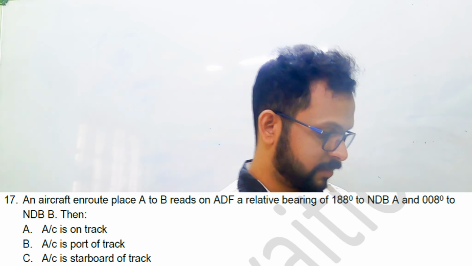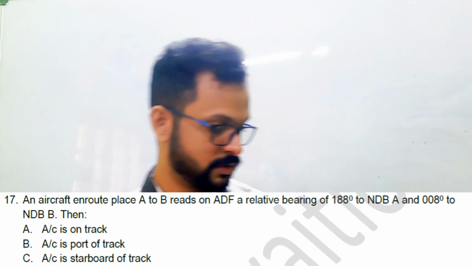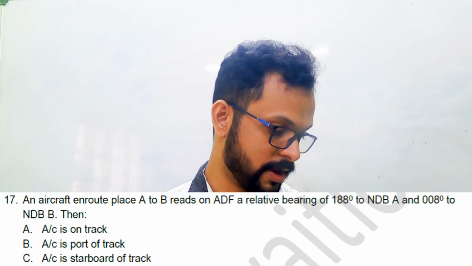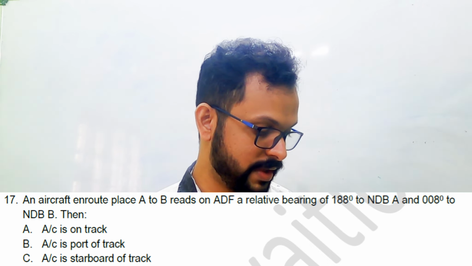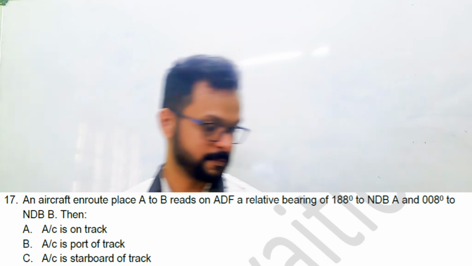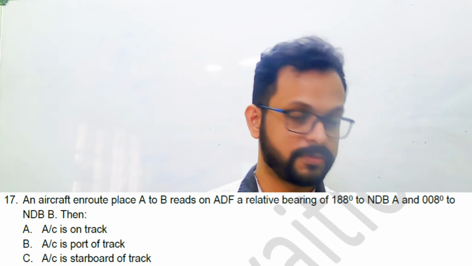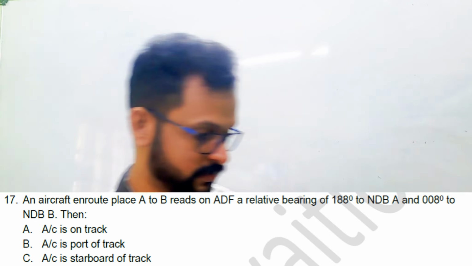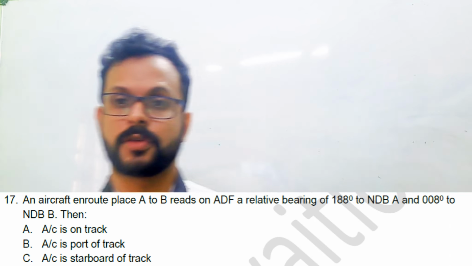Alright, question number 17. An aircraft en route from place A to B reads on ADF a relative bearing of 188 degrees to NDB A and 008 degrees to NDB B. Then you're asked to find out where the aircraft is relative to the track. Is it on track, starboard of track, or port of track? Let's see some situations here.